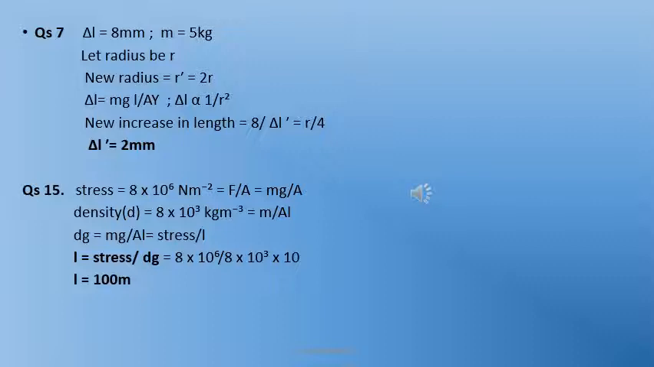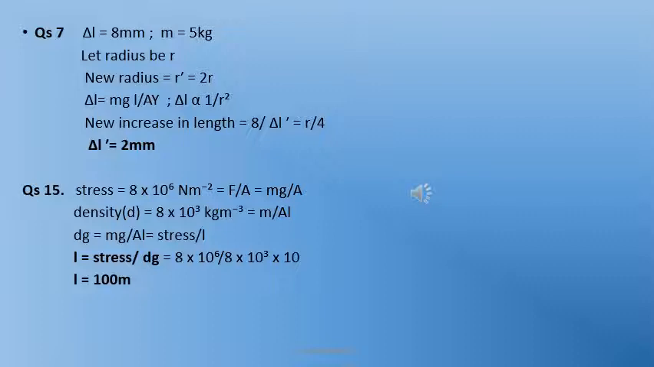Question number 15. For steel, the breaking stress is given to you as 8 into 10 to the power 6 Newton per meter square, and the density of the wire is 8 into 10 to the power 3 kg per meter cube. You have to find the maximum length of the steel wire that can be suspended without breaking under its own weight.